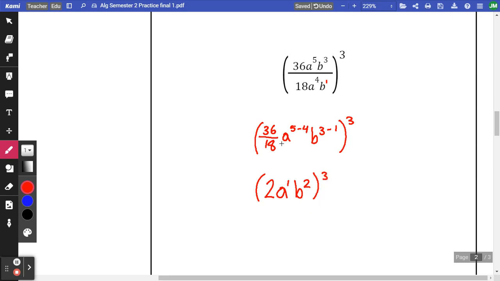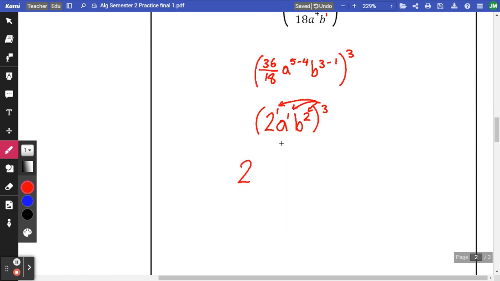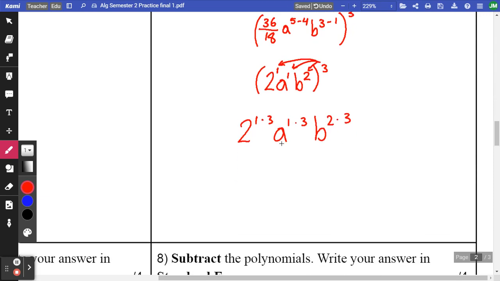And now we can distribute the 3 to all the exponents. And by all exponents, I mean that this 2 also has an exponent of 1. Okay? So if you distribute that and you end up multiplying, then you have 2 to the first power times 3, a to the first power times 3, and b to the second power times 3. Right, 2 to the 1 times 3 is just 2 to the third, and a to the 1 times 3 is a to the third, b to the 2 times 3 is b to the 6, and we're really close.